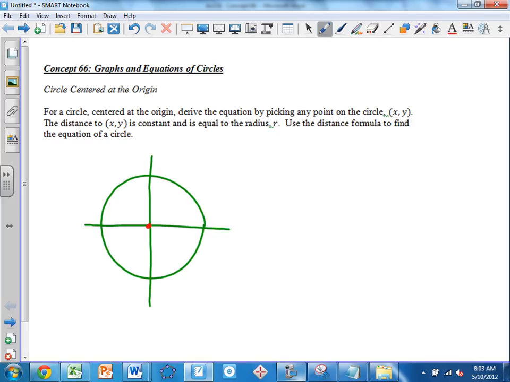Go from the center now up to a random point on here. What do we call that? Radius. Label it R.